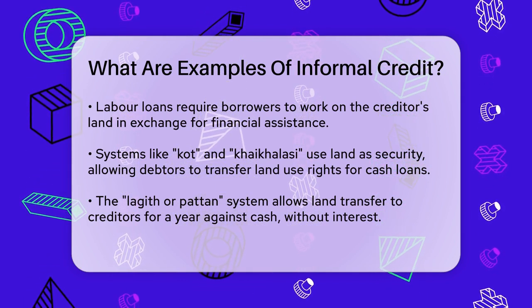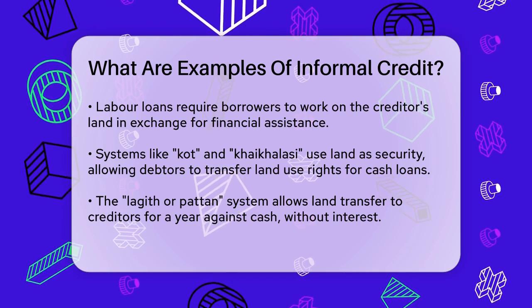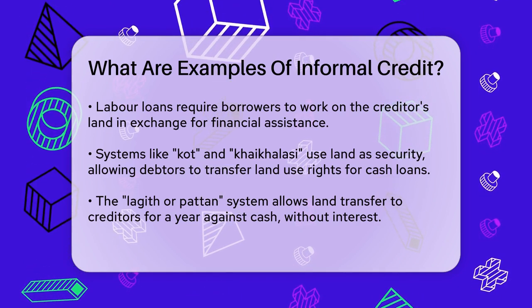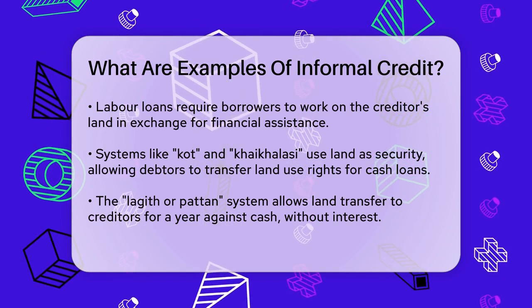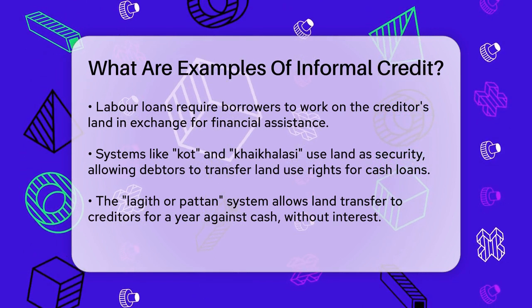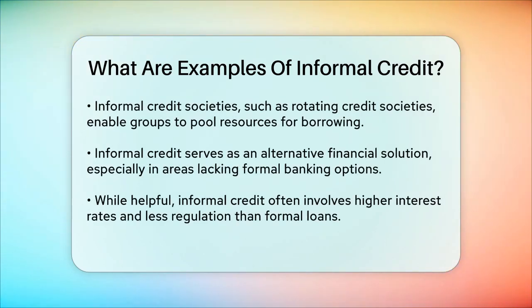In some regions, there are systems like kot and kaikalasi, where land is used as security. The debtor transfers the right to use the land to the creditor for a stipulated period in exchange for a cash loan. There's also the lajith or patan system, where the debtor transfers the land to the creditor for a year or so against cash, without any interest.